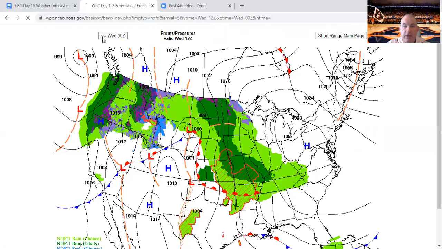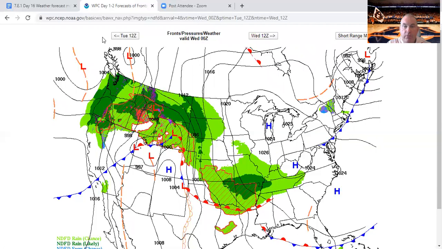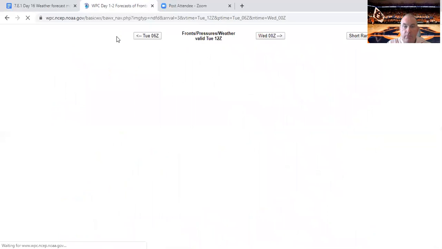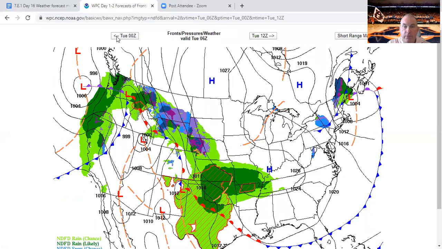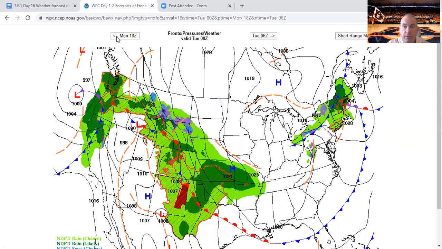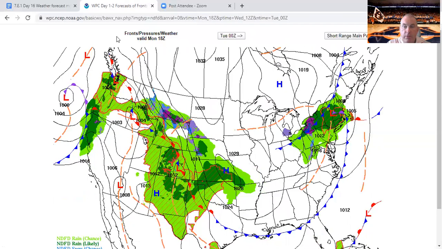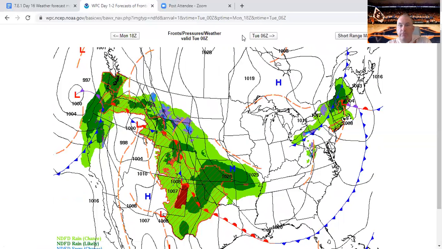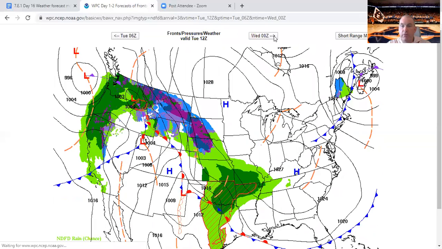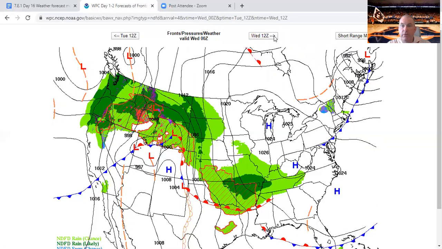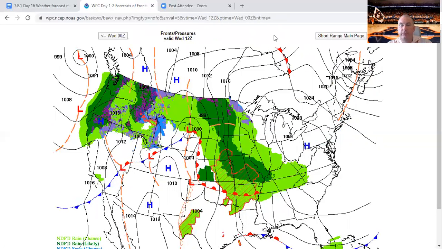We're going to go backwards now. Backwards, backwards. You watch those fronts move over here, right over here. Forward, forward, forward.